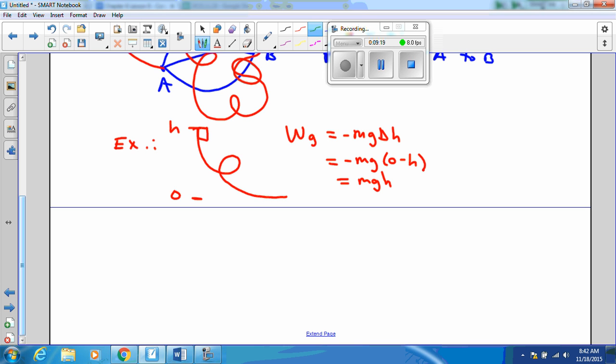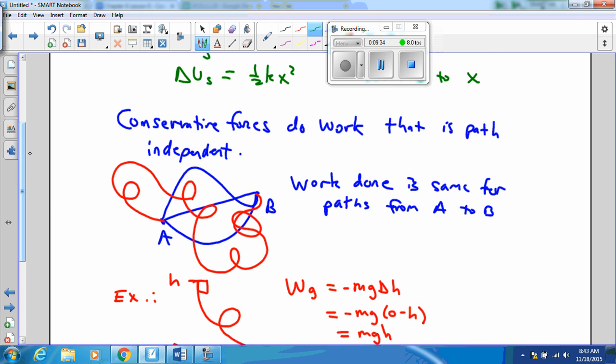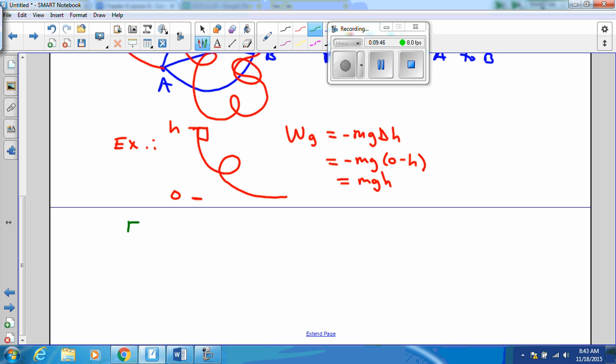Does this make some sense to people? What that does for us is it allows us to simplify complicated problems. Yes? So work is path independent for all forces or just for gravity? Just for forces that are conservative. Right. Now the problem is we don't necessarily know which forces are conservative, so let me give you an idea of some forces that we count.